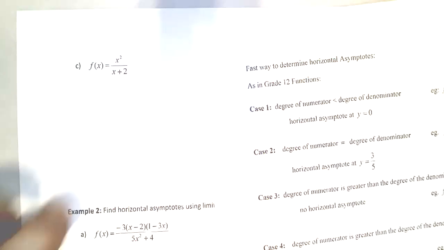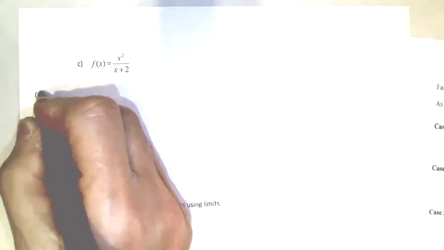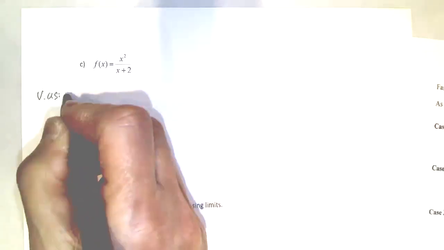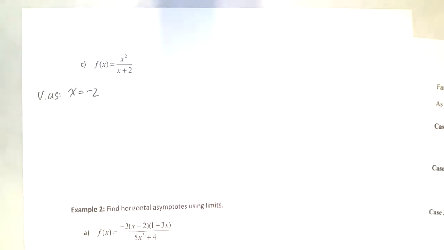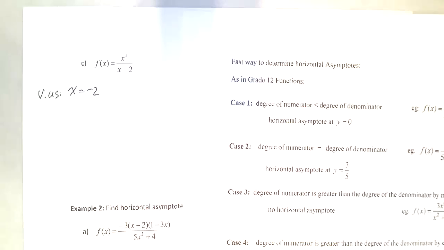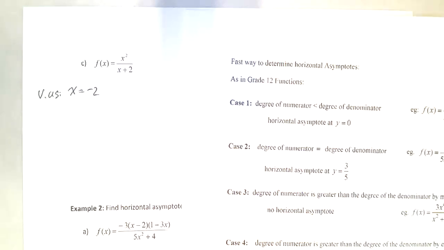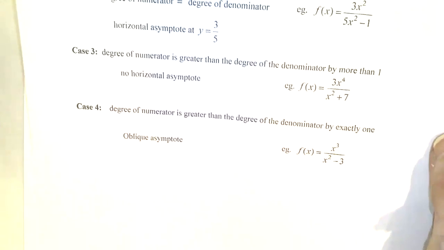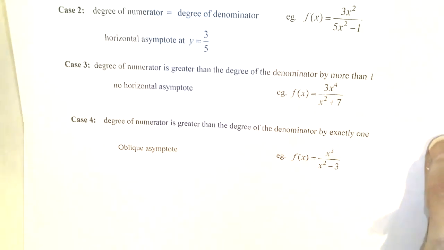Now we go over to the back side of this page, and we have a case where they want us to find the equation of the asymptotes for this function. So we look at it and we go, well, the vertical asymptote must occur at x equals -2. If you look at the case to see what kind of horizontal asymptote it is, you realize that this is case 4. The numerator's degree is 2, the denominator's degree is 1. The numerator is greater than the denominator by exactly 1. That means there's an oblique asymptote.